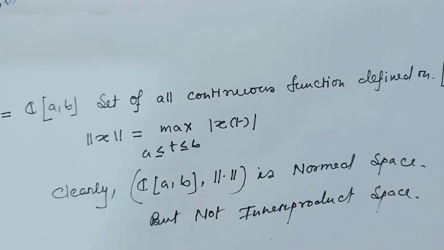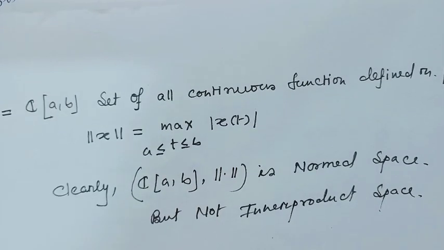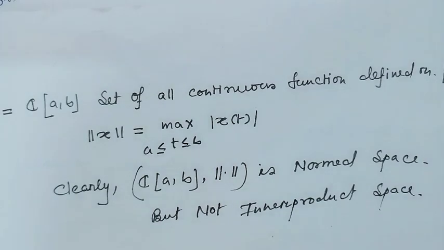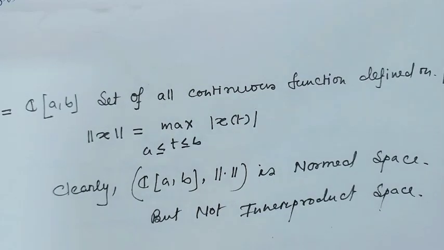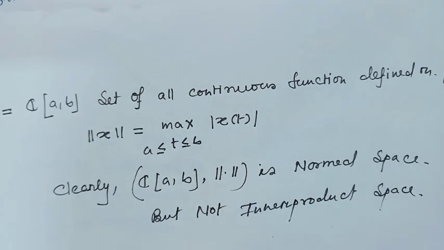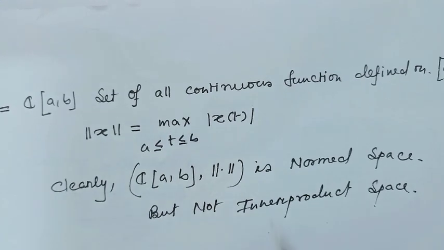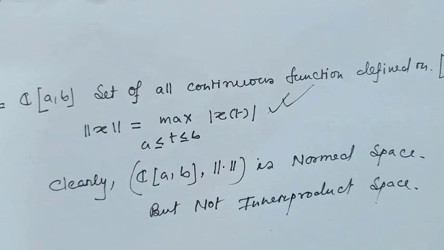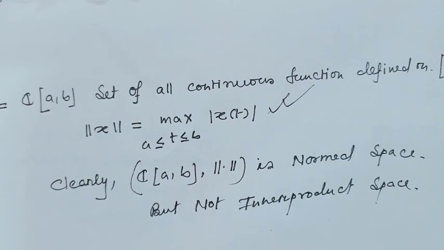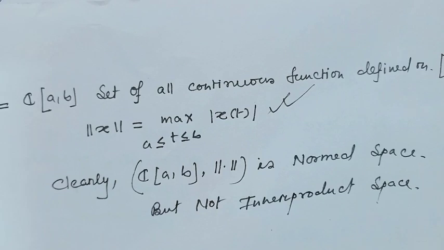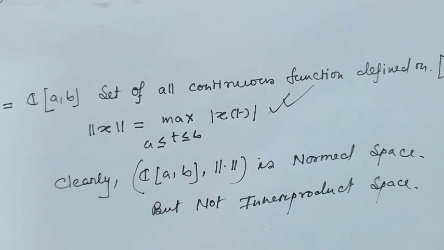Now consider C[a,b], which is the set of all continuous functions defined on the closed interval [a,b], and define the norm equal to the maximum over t belonging to [a,b] of the absolute value of x(t). Clearly C[a,b] with respect to this norm is a normed linear space, but this is not an inner product space because this does not satisfy the parallelogram law.